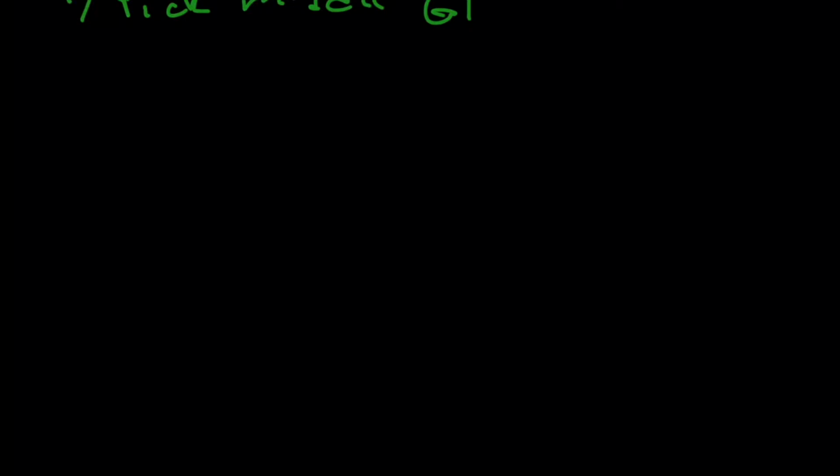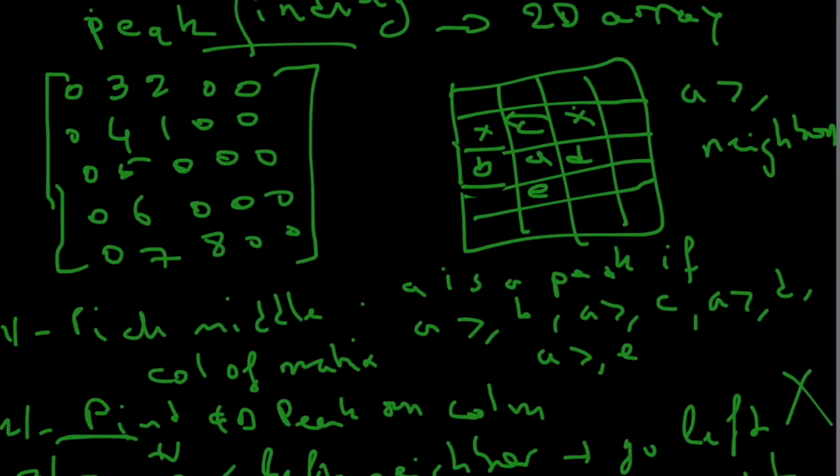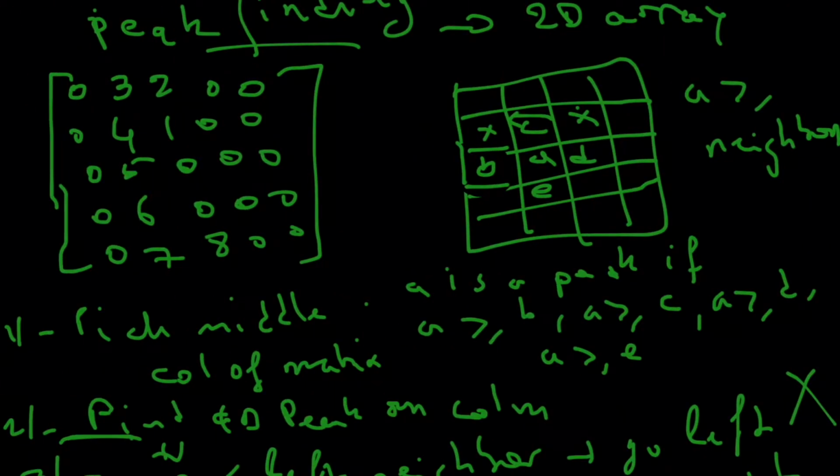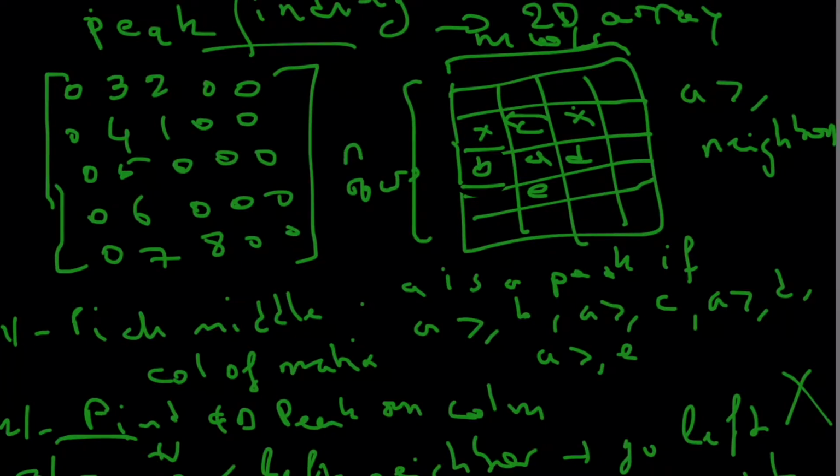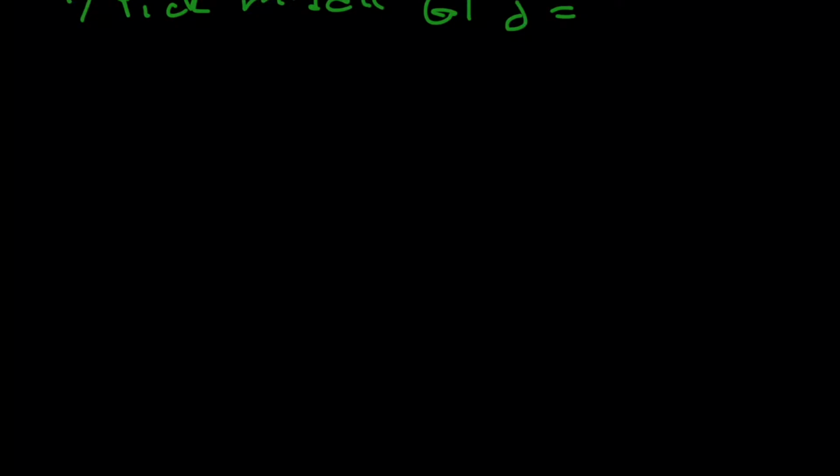Let's call it J. So our matrix here has, let's say, m columns and n rows. So what would happen here is that we would pick the middle column, which is J, which is equal to m divided by 2.